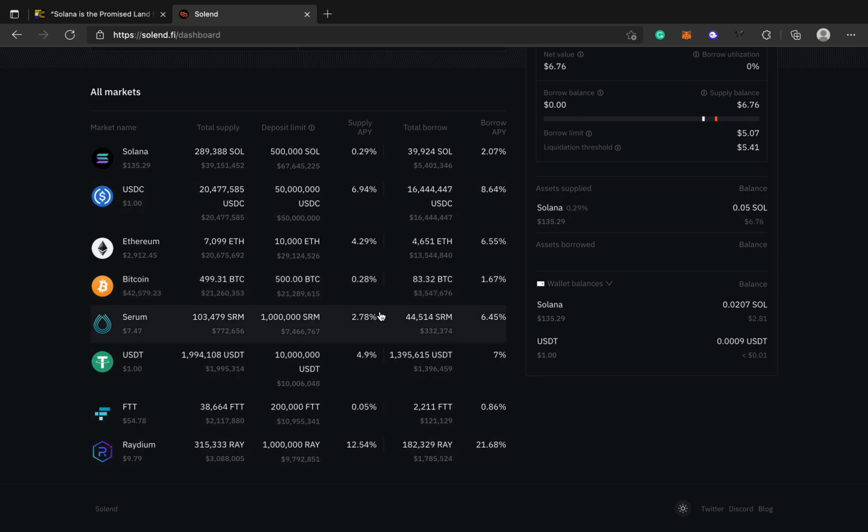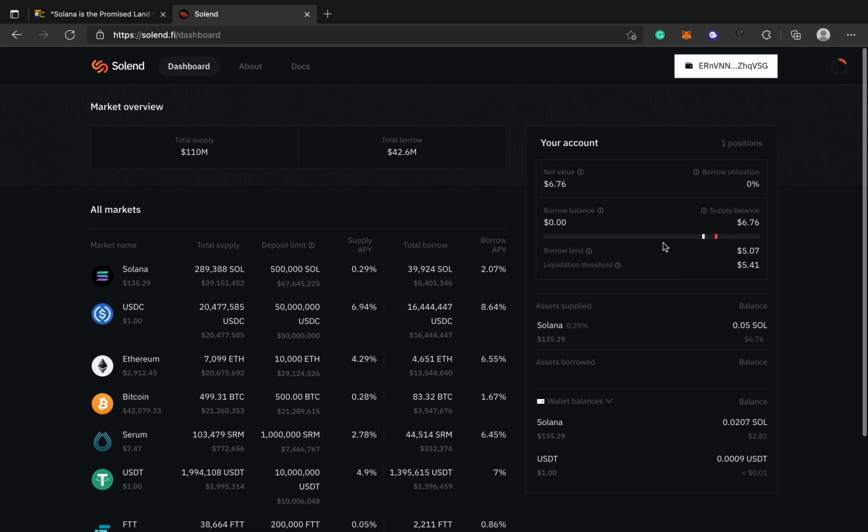So if I want to borrow now, I just come here and you can see what your account looks like. You have 1 position open. From what I read, you can have a maximum of 6 positions, both borrowing and supplying. My net value is $6.76. If you look at this white line, it says once you hit your borrow limit, you could be dangerously close to liquidation. It says your borrow limit is at $5.07 and is 75% of your supply balance.